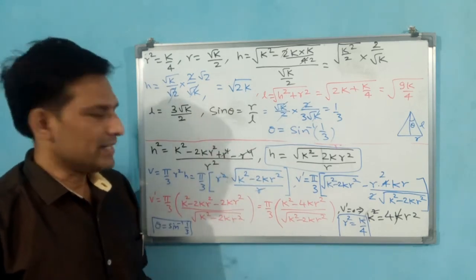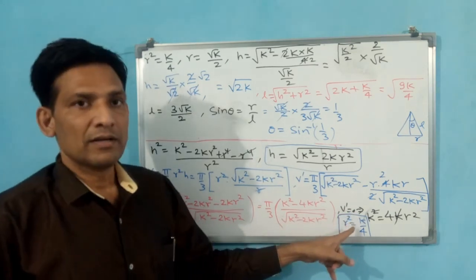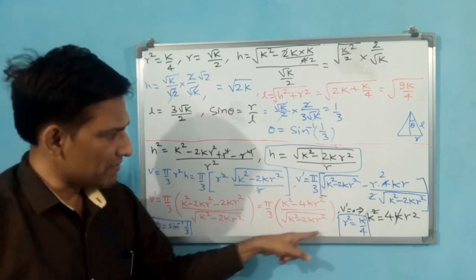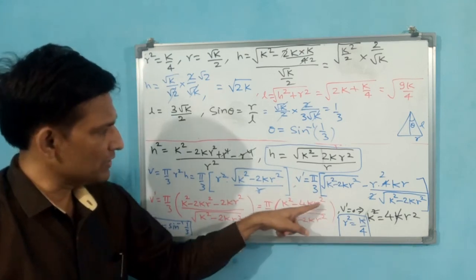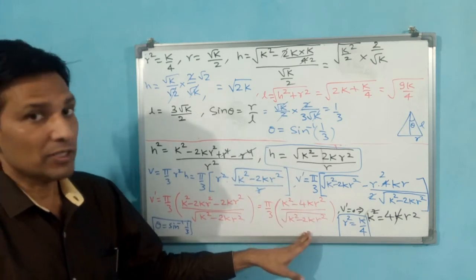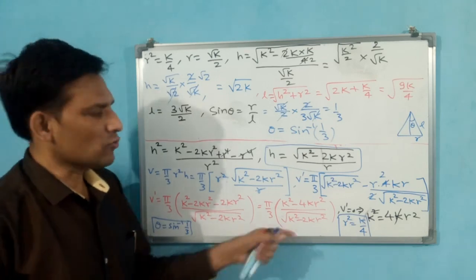We have not fully completed. We made V dash equal to 0 here, but we have not shown that it is a maximum. For this, you take the second derivative with respect to r, because r is there in the u by v form. That should come less than 0. Then only the volume will be maximum. That you take as homework.